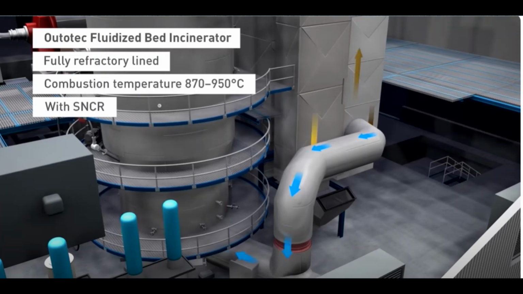So this is the Autotech fluidized bed incinerator, fully refractory lined, with a combustion temperature between 870 and 950 degrees centigrade, with SNCR. SNCR, that is selective non-catalytic reduction, is a post-combustion emissions control technology for reducing oxides of nitrogen by injecting an ammonia type reactant into the furnace at a properly determined location.